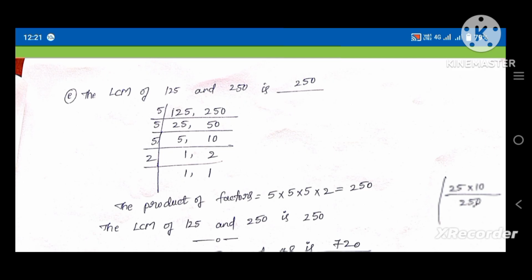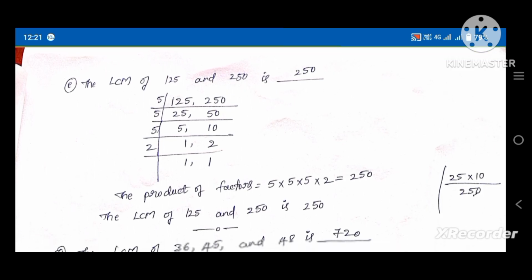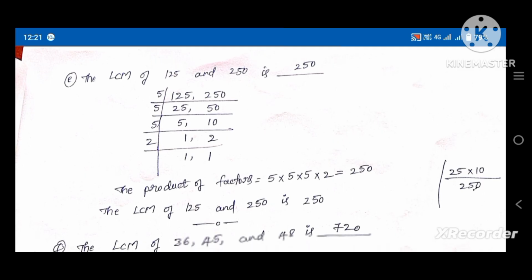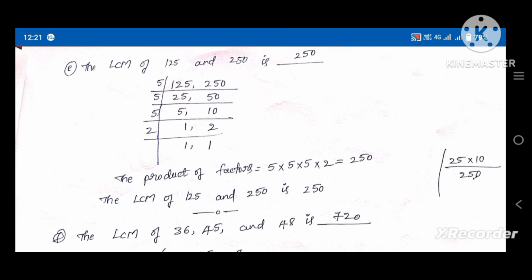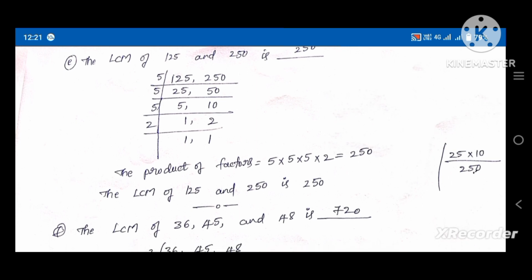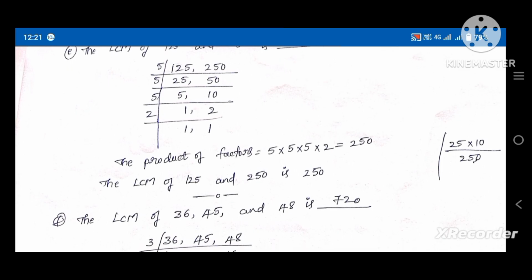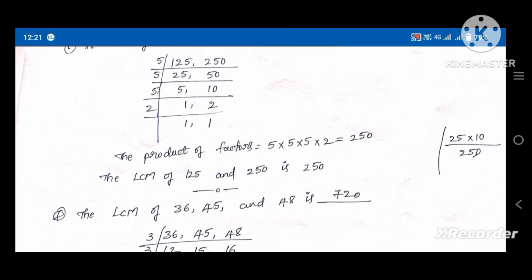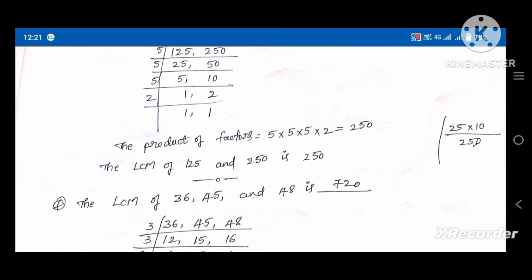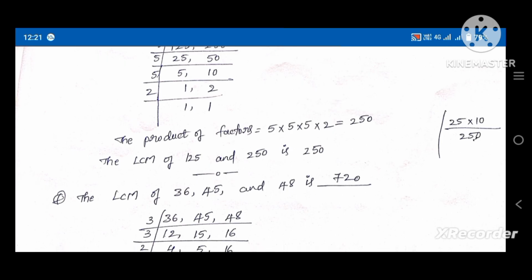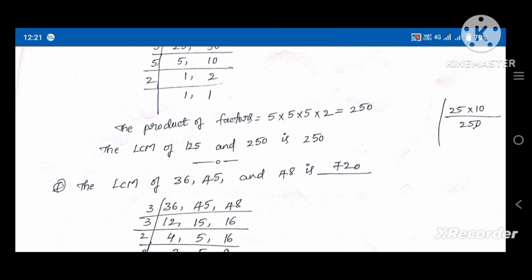E. The LCM of 125 and 250 is 250. For 125 and 250, divided by 5, 5 25s are 125, 5 50s are 250. Divided by 5, 5 5s are 25, 5 10s are 50. Divided by 5, 5 1s are 5, 5 2s are 10. Divided by 5... and divided by 2, 1 as it is, 2 1s are 2. The product of factors is 5 into 5 into 5 into 2, which is equal to 250. Therefore, the LCM of 125 and 250 is 250.